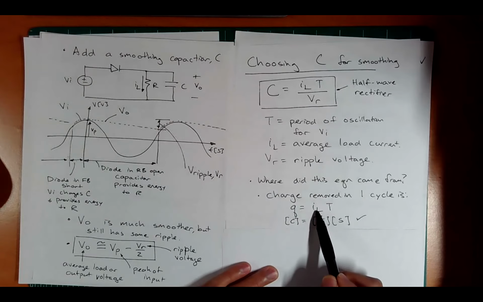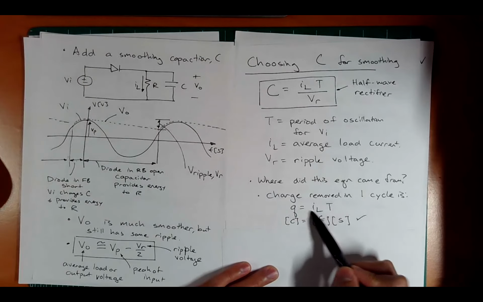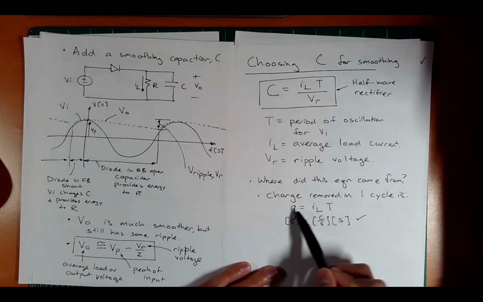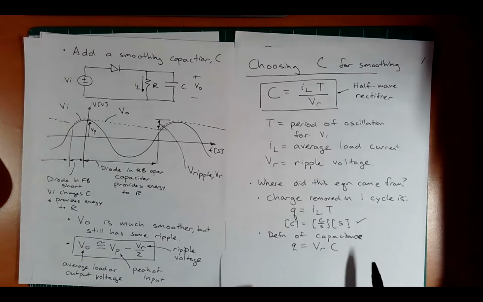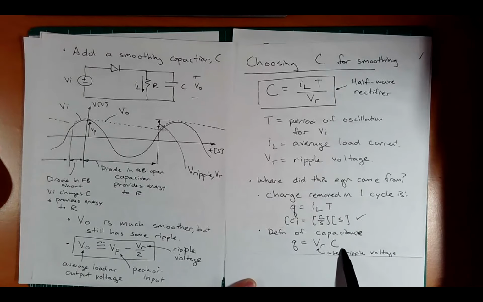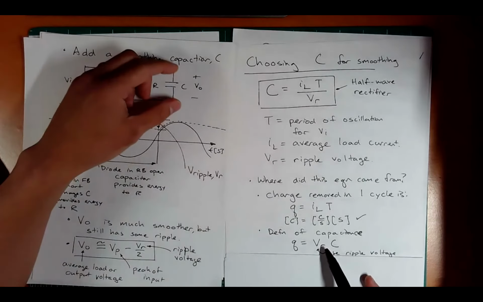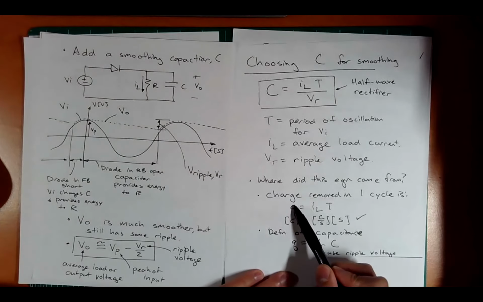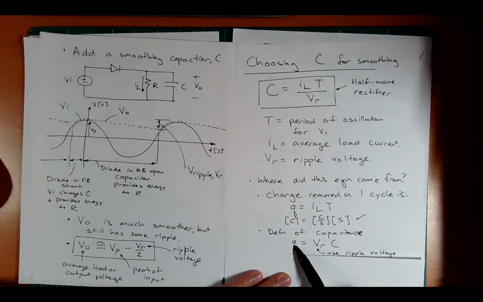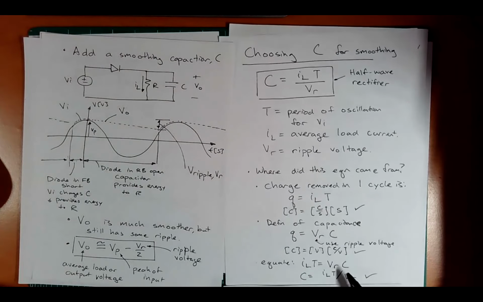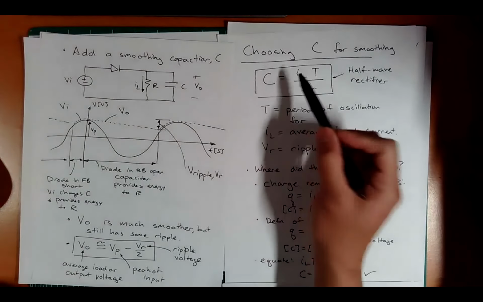Okay, so that means the current exposed to one period of oscillation here is going to tell us how much charge was removed in one cycle. And we can equate that charge to the definition of capacitance. The definition of capacitance is that the charge is equal to the voltage across the capacitor times its capacitance. And look at this, we have Q and Q. If this charge is the same as the charge that the capacitance can hold, then we can equate these two and we have one equation, one unknown. So C equals I_L T, the period, over the ripple voltage, okay? And that's how you get this.